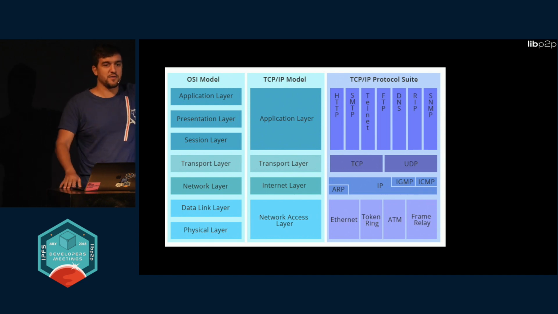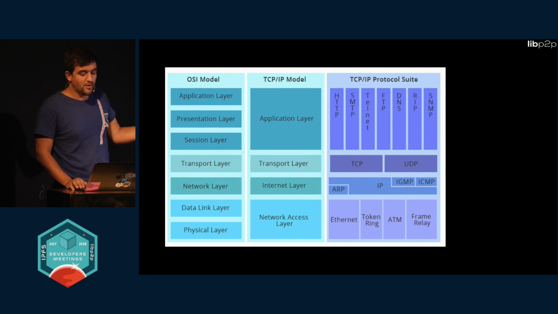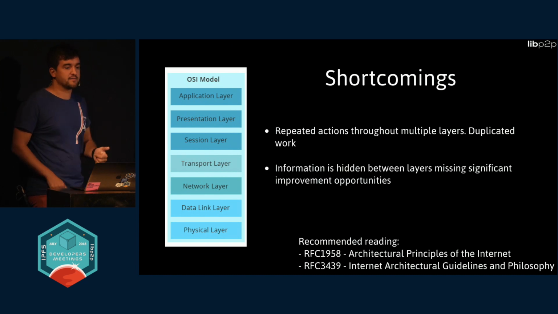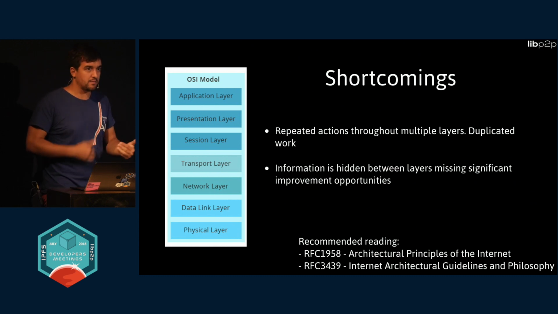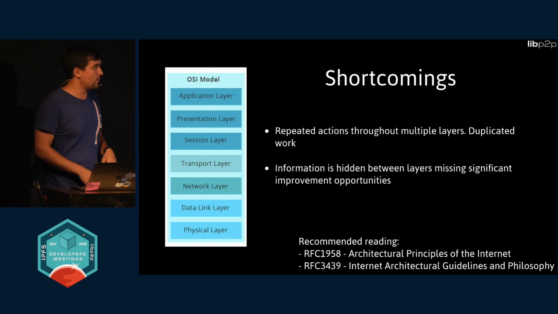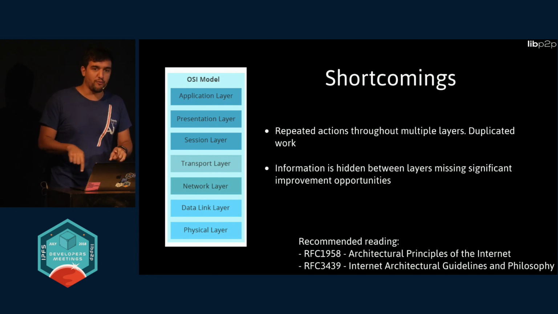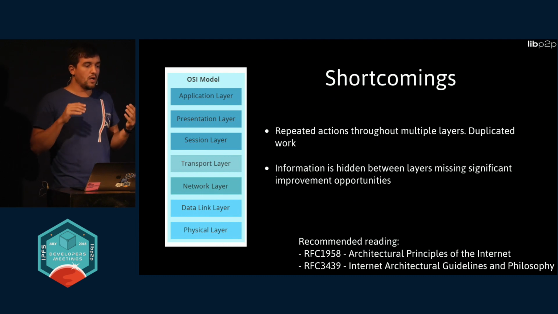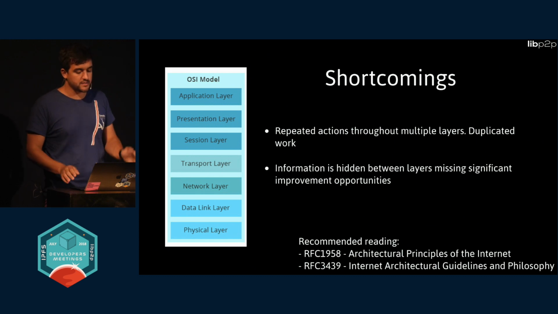What happens on the internet today is just a mix and shuffling of things. But these models, conceptually or in practice, have some shortcomings. They repeat actions through multiple layers. You do stream multiplexing multiple times. You do authentication multiple times. You do discovery multiple times. You keep repeating this. And what it means is you have a lot of duplicated work, which consumes very precious resources. And not only that, it also makes you miss some really good opportunities for optimizations.